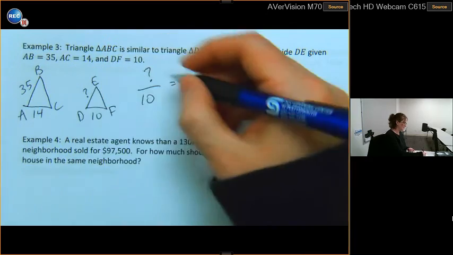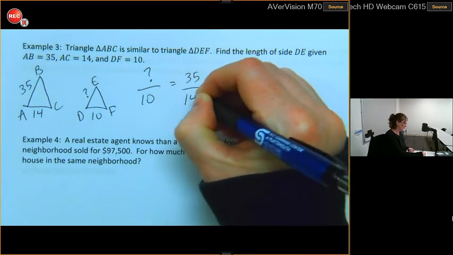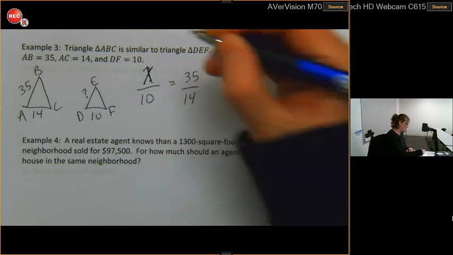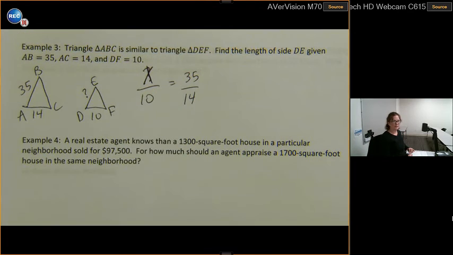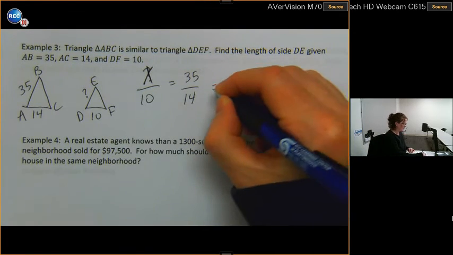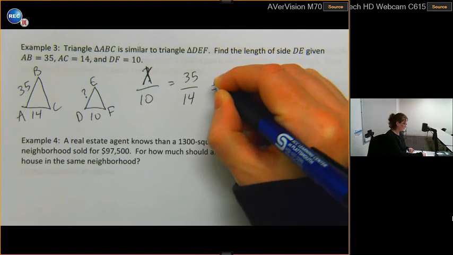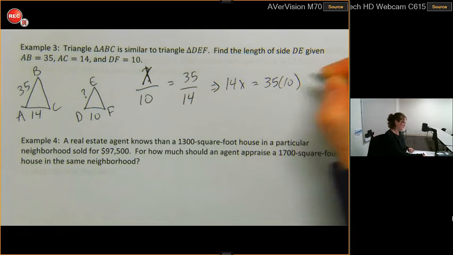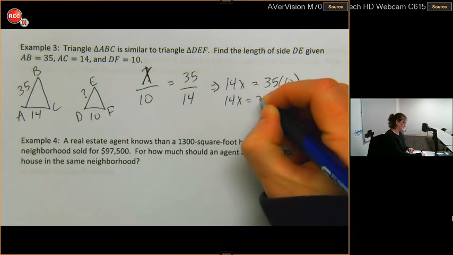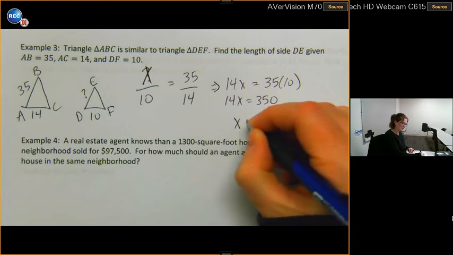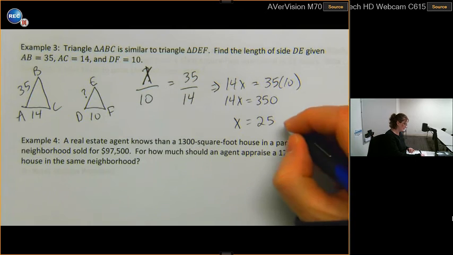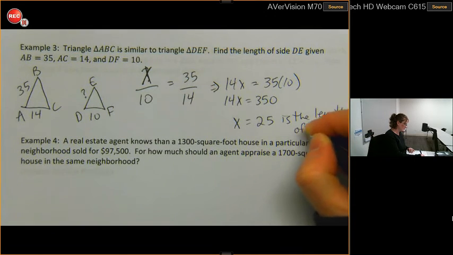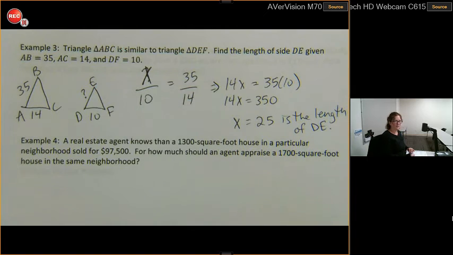So I need to make left over bottom. All right, I'm going to squeeze a variable in here. Let's make that x. Then cross multiply. 14x equals 35 times 10. 14x equals 350. Divide by 14, and we get 25. Is the length of DE.